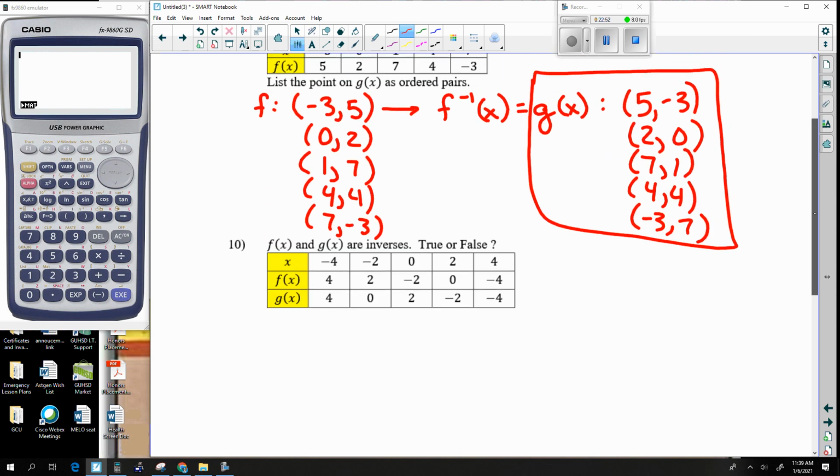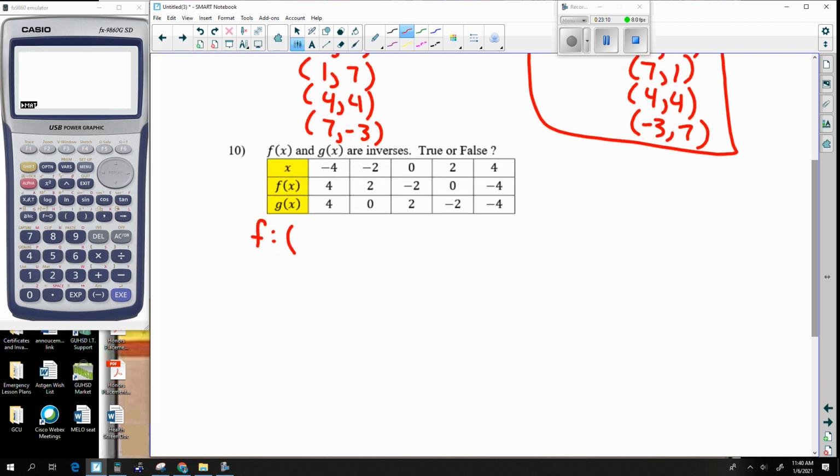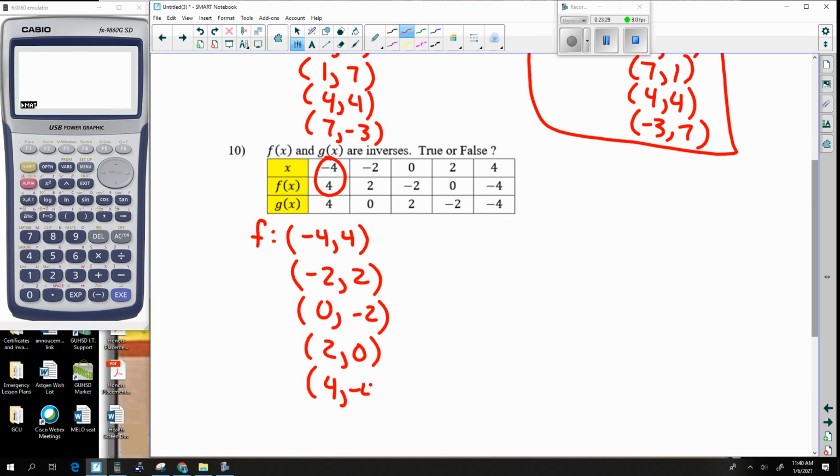Okay. Now, 10 is a little bit tricky. It's not crazy tricky, but it's a question that is asking, are f and g inverses? Okay, so again, let's go ahead and take a look at the current points that are on f. If I have an x of -4, I have a y of 4. The x is -2, the y is 2. The x is 0, the y is -2. Then 2, 0, and 4, -4.